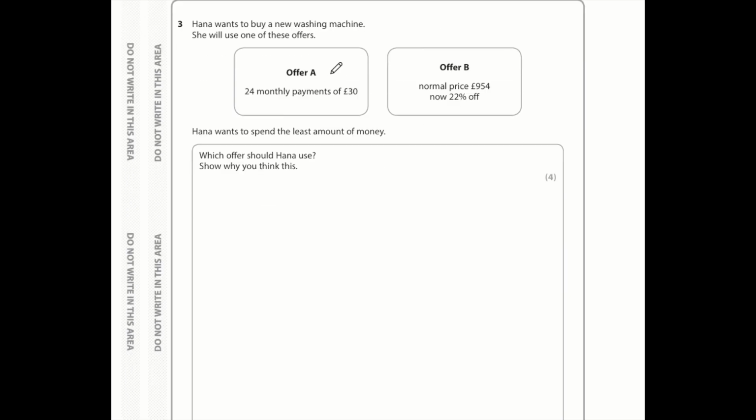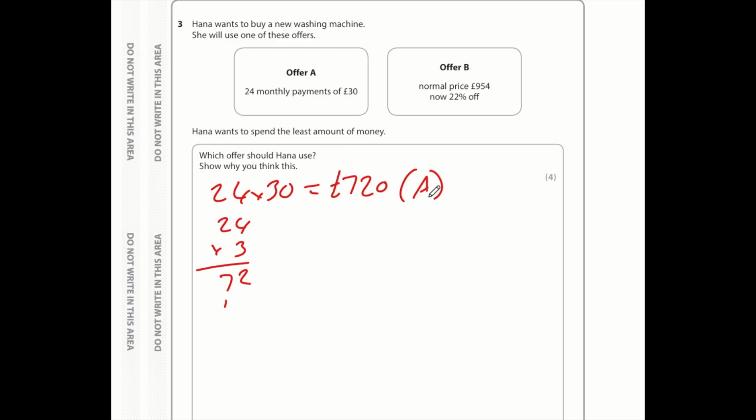So offer A, nice and easy. We just need to do 24 lots of 30. So what I would do here is just work out, well, what's 24 multiplied by 3, and then stick a 0 on the end. So 4 3s are 12, carry the 1, 2 3s are 6 plus 1 is 7, so that's going to be £720. So this is offer A. Now offer B is a bit harder.